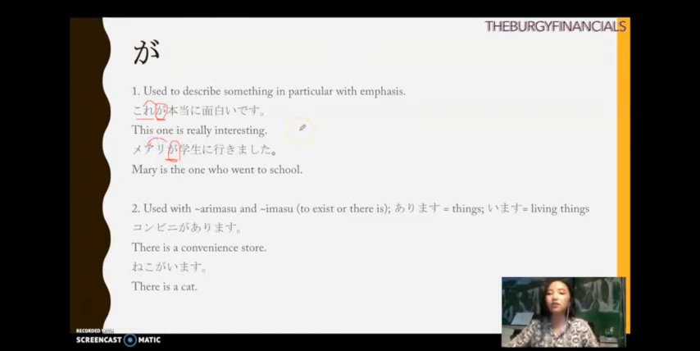Then secondly, we will use ga with arimasu and imasu. Arimasu is used to describe things, and imasu is used to describe living things. For example, we want to say there is a convenience store. コンビニがあります. And then you want to say there's a cat, which is a living thing. So we use います. 猫がいます.